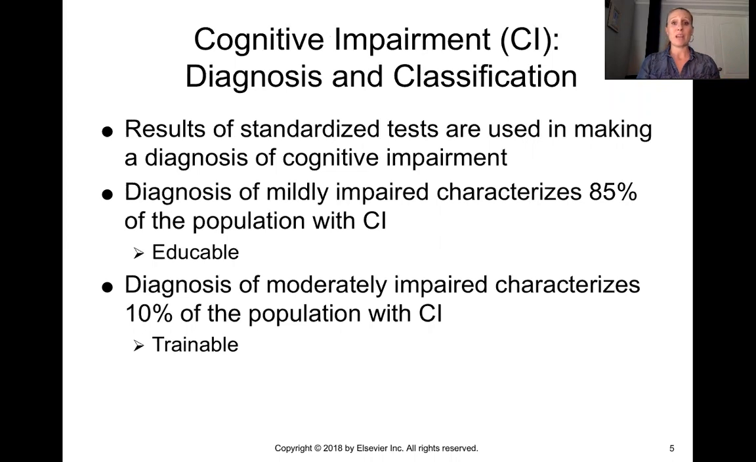So as you can see, we have 85% who are mildly impaired, and they have great success rates in education and being educated. And then there's 10% who are moderate, and they're trainable, but they're never going to reach that same level that the mildly impaired or those who have no impairment can reach. And the other 5% are severe, which we will address later.